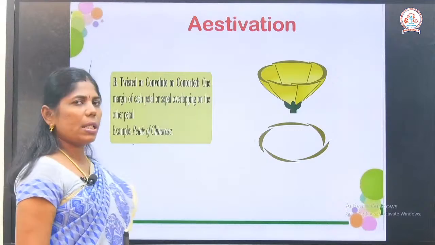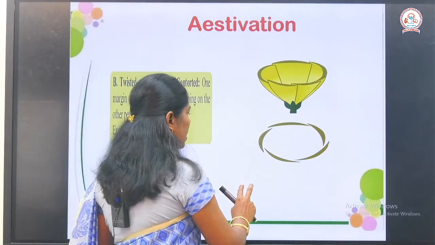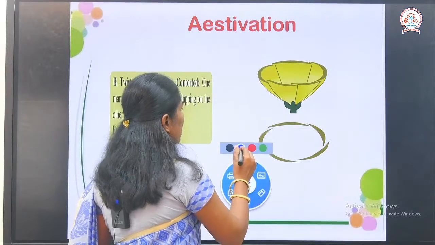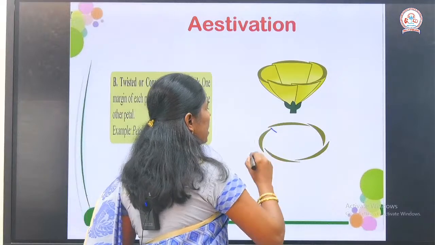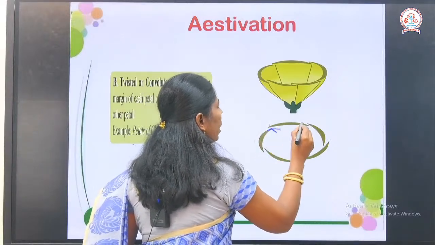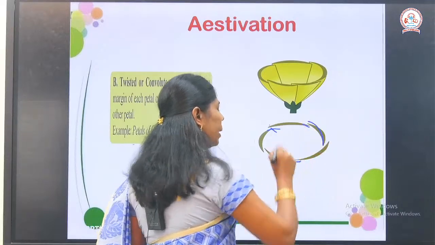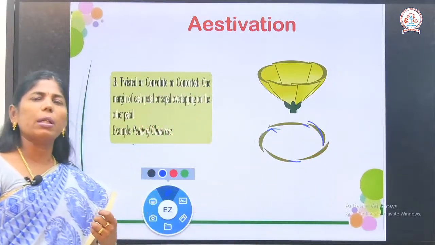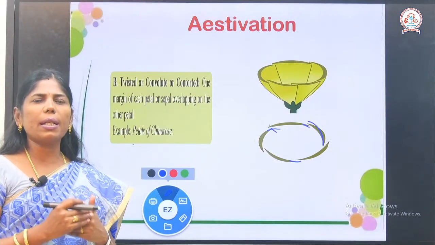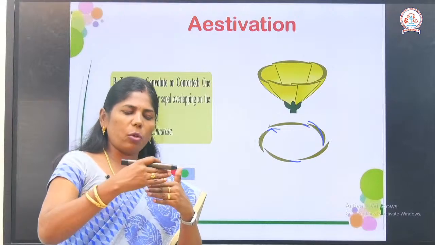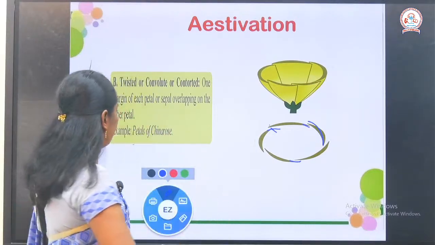Another type of aestivation is twisted aestivation. The margin of each sepal and petal overlaps the next one. One petal overlaps the next petal, and so they overlap one another. That is considered twisted aestivation.